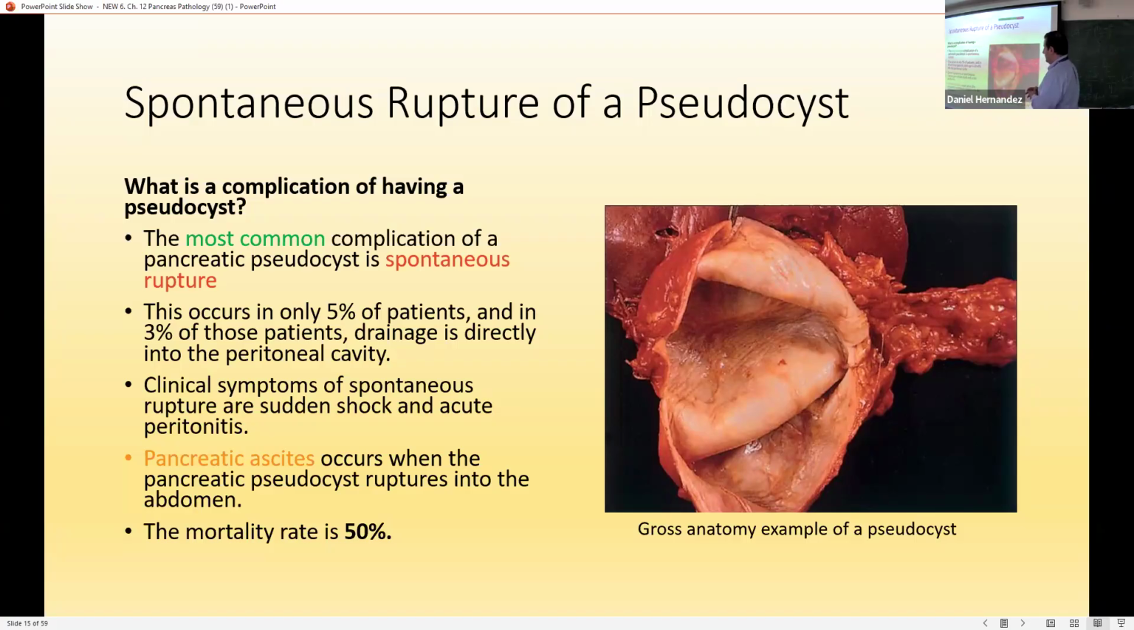Pancreatic ascites occurs when the pancreatic pseudocyst ruptures into the abdomen. This is a very serious condition when that pseudocyst ruptures. This is why we have to monitor, assess, and ensure that the pseudocyst does not rupture, because it can have a very high mortality rate.